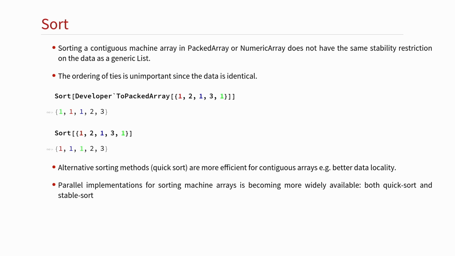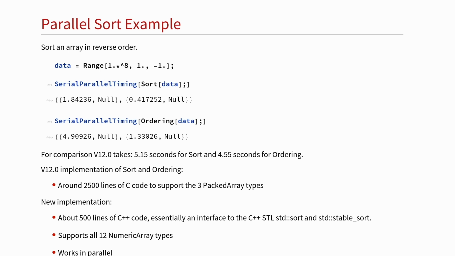And the other thing is that the parallel implementations of sorting are becoming much more widely available. So here's an example. I'll make floating point numbers in reverse. I'll make a reverse ordered list starting from a large one down to a small one, and then I'll sort this data. So here is the new sorting function using quicksort, and here it is working in parallel.